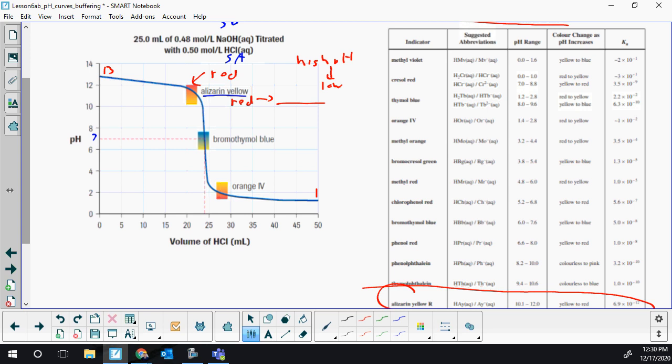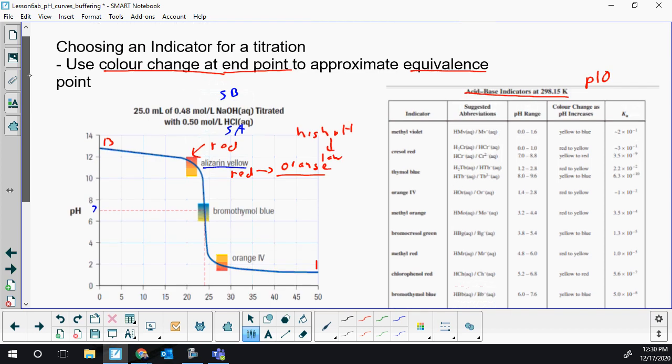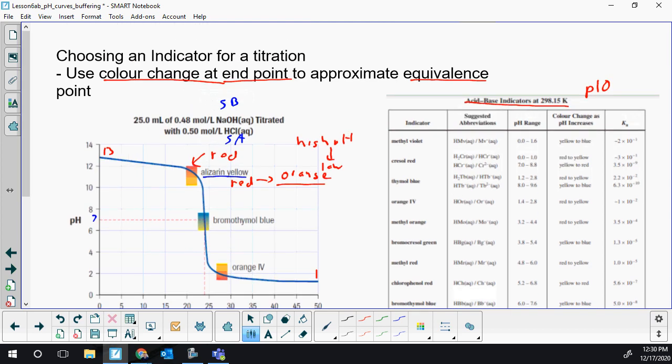What is the combination of red and yellow? Orange. So that color change, red to orange, is too early. That would not be a good choice of indicator.